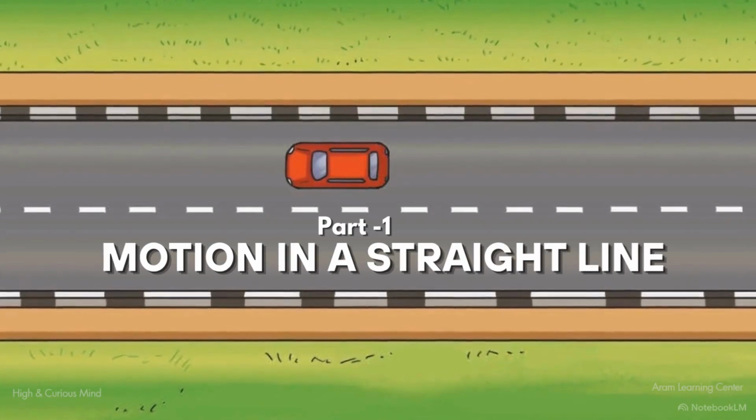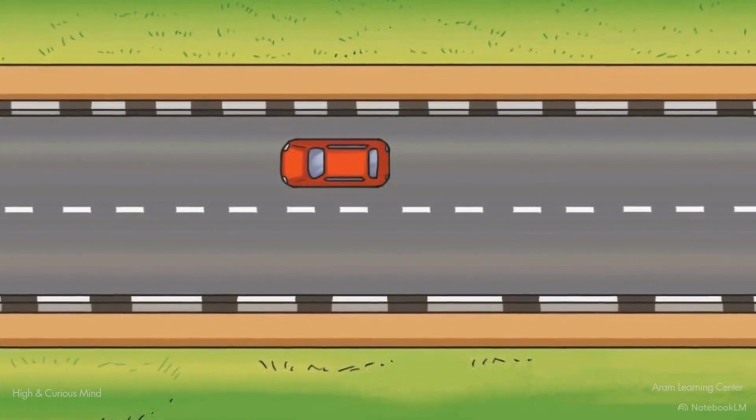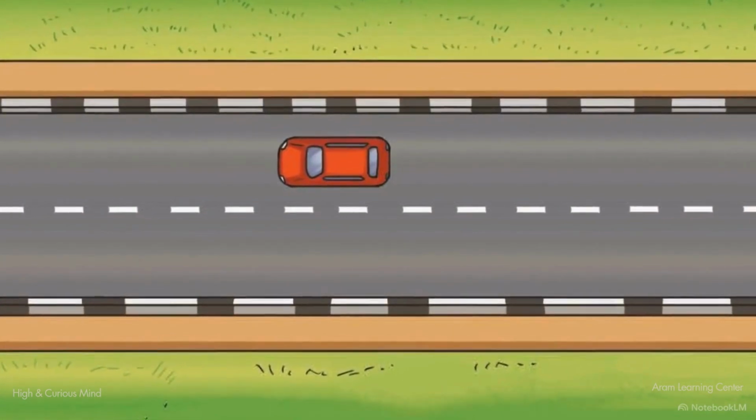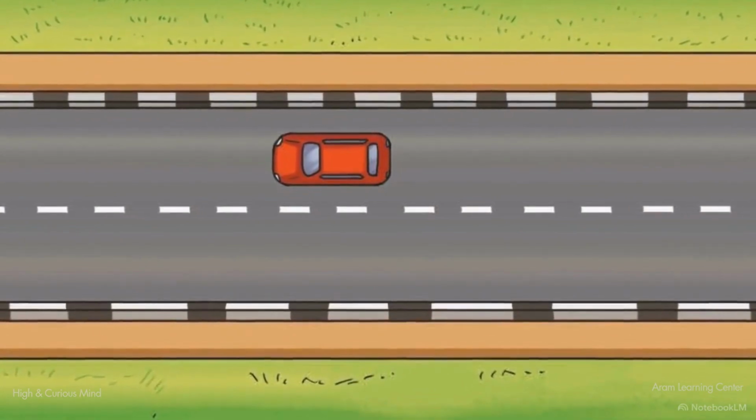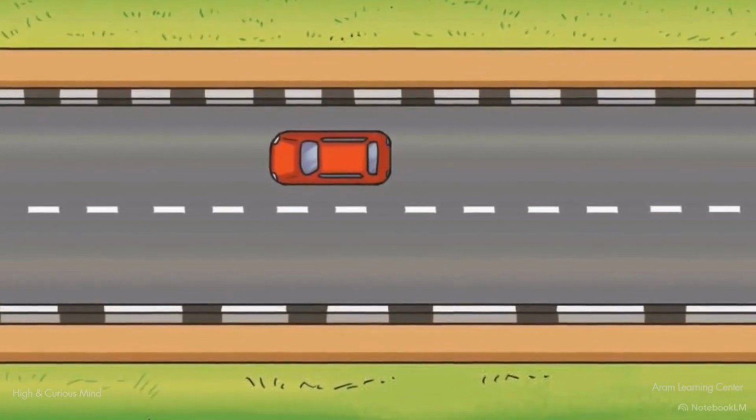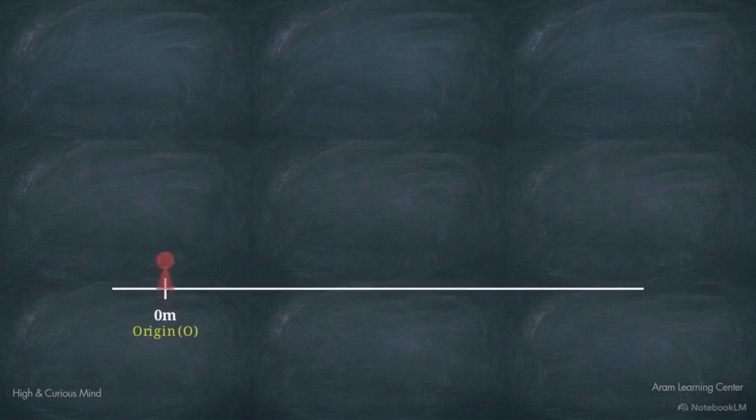Analyzing the movement of galaxies or atoms begins with the same foundation, an object moving along a single straight path. This car on a straight road represents the most basic form of movement we can measure. To track that movement, we first establish a fixed reference point, known as the origin. This point, O, serves as the zero mark for every measurement that follows.